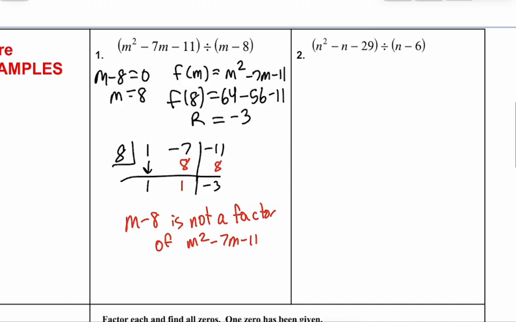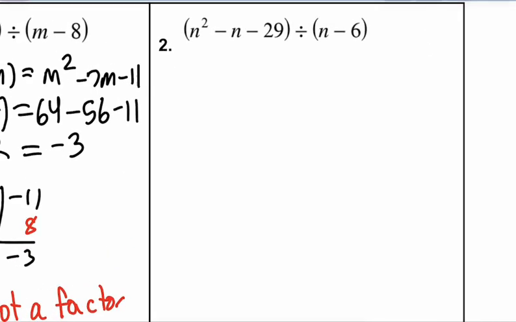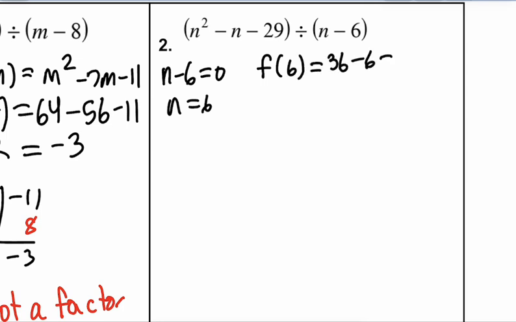Let's do number 2. N minus 6 equals 0 at 6. Let's plug in 6 into our function. That's going to be 36 minus 6 minus 29, which is 1. It's not a factor. That's our remainder. So if the question in iMath or for me said, is n minus 6 a factor of that polynomial? You could say, nope, it's not going to go in. If I do division, I'm going to get a remainder of 1.